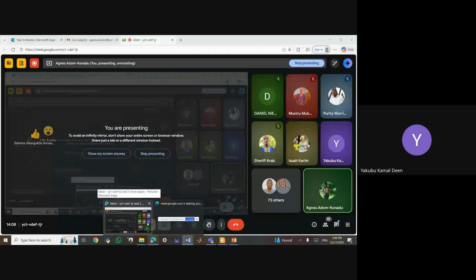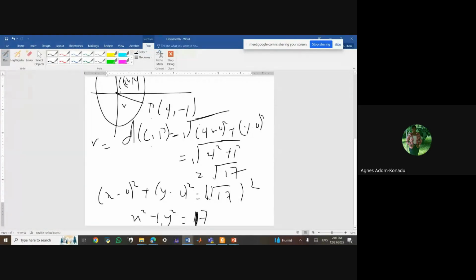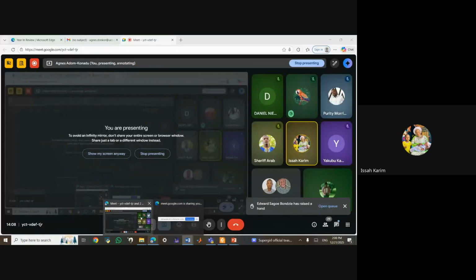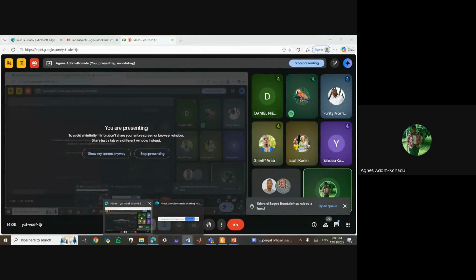Madam, we can also use the standard equation that has been given, which is x minus a squared plus y minus b squared equals r squared. We know the coordinates have been given. We know a is equal to 0, b is also equal to 0, which are the origin, the center point. Then we know our x to be 4 and our y to be -1.